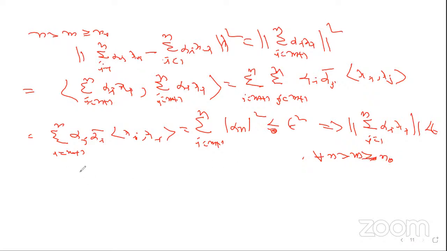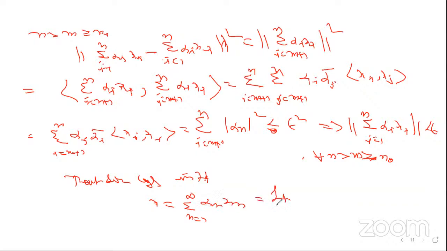So the sequence of partial sums is Cauchy in H, the Hilbert space, so the series converges in H. Then we can write x equal to sigma n equal to 1 to infinity alpha n xn, that equals the limit as n tends to infinity of sigma i equal to 1 to n alpha i xi, which belongs to capital H. Next.